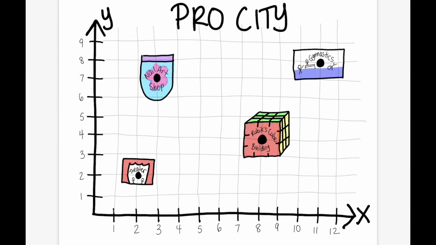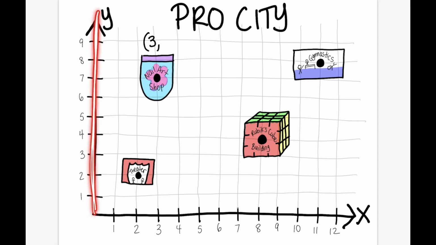Great work! Next, we are going to fill in the ordered pairs of each location. I'm going to first figure out the ordered pair for Miss Proda's nail art shop. Remember, always start at the origin. To get to the nail art shop, I need to go to 3 on the x-axis. When I'm there, then I need to go up 7 units to get to the nail art shop. That makes the ordered pair of the nail art shop 3, 7.